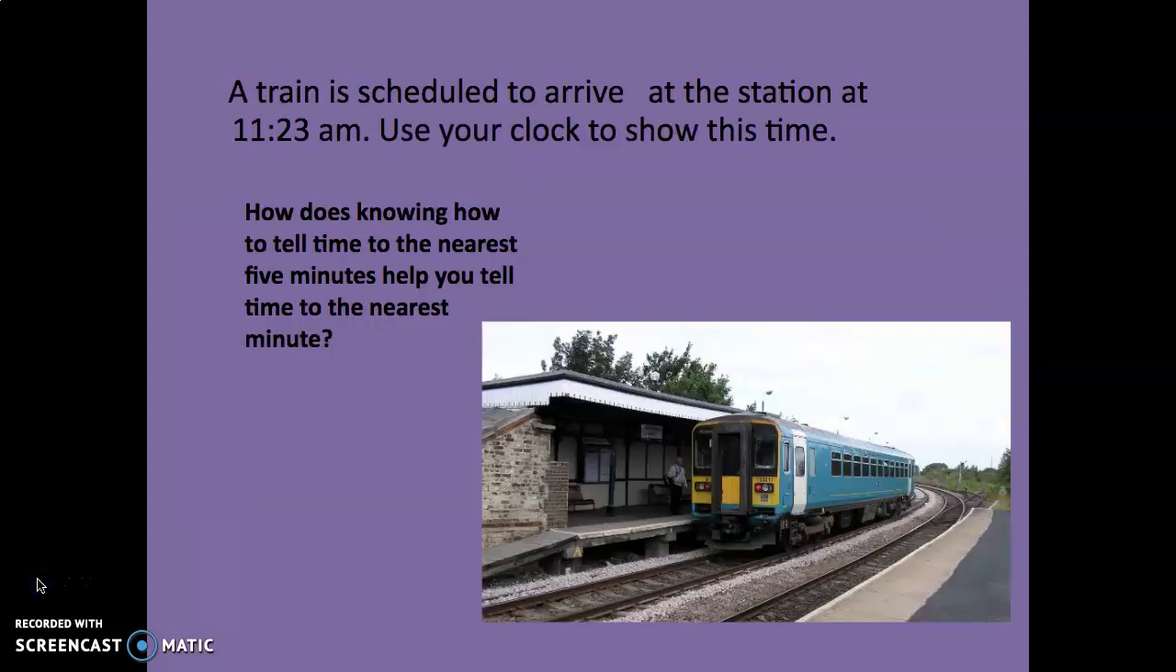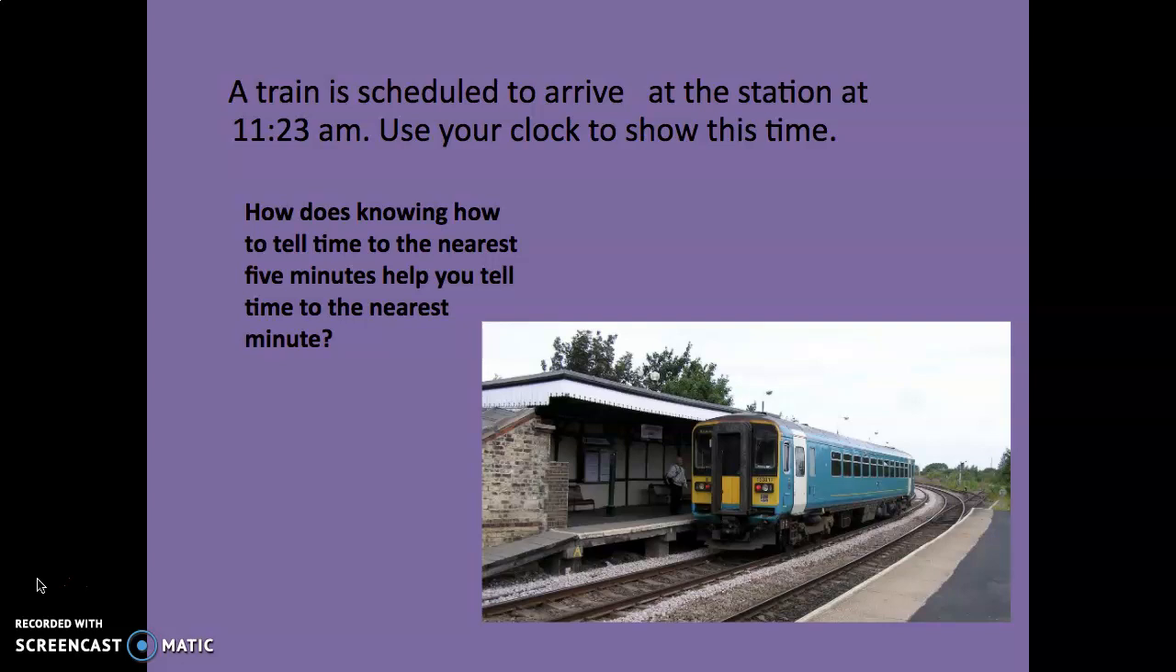So today we're going to be working on a problem about a train. A train is scheduled to arrive at the station at 11:23 a.m. Use your clock to show this time. Now I'm going to be opening up another tab that will show us a clock that you can use to solve this problem. And I will also include that link for that clock so that you can practice at home.